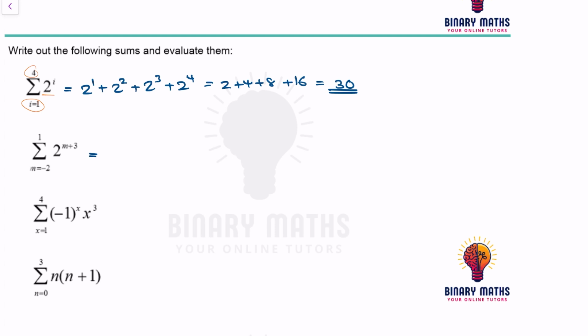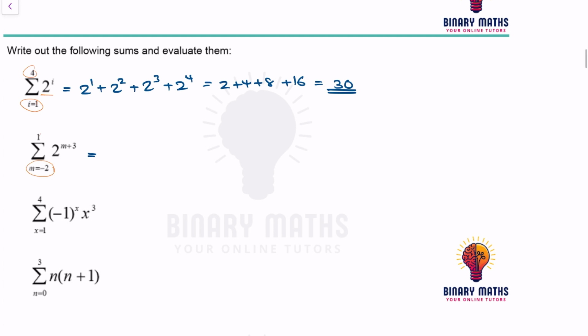Okay, next one, 2 to the power of m plus 3, where m starts from minus 2 to 1. So let's substitute in. First one will be 2 to the power of minus 2 plus 3, plus 2 to the power of the next number up, minus 1 plus 3, plus 2 to the power of 0 plus 3, plus 2 to the power of 1 plus 3. And that's the last number we substitute in, 1.